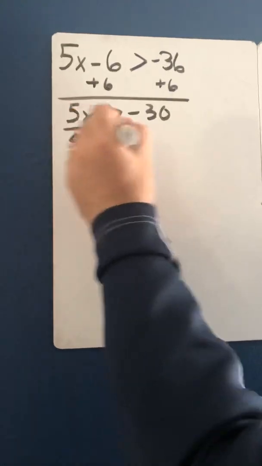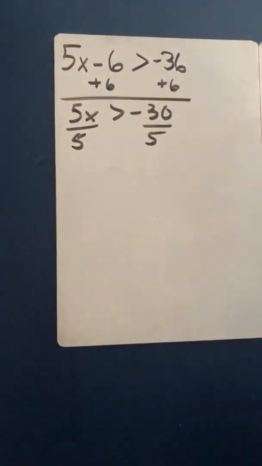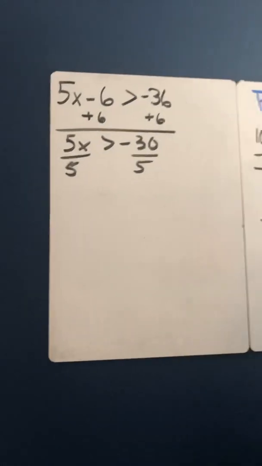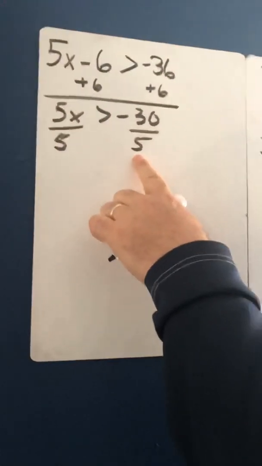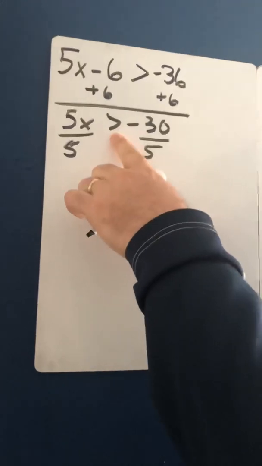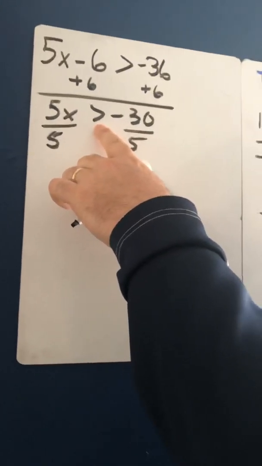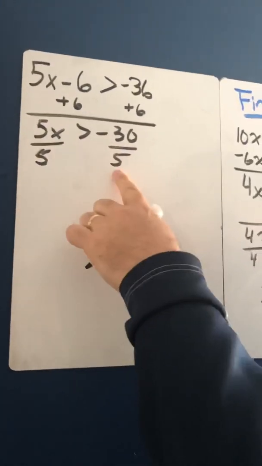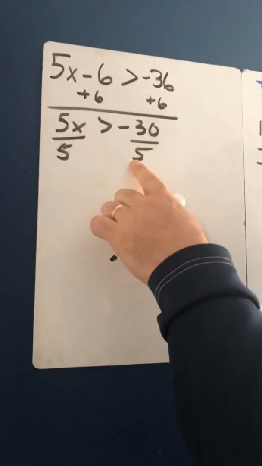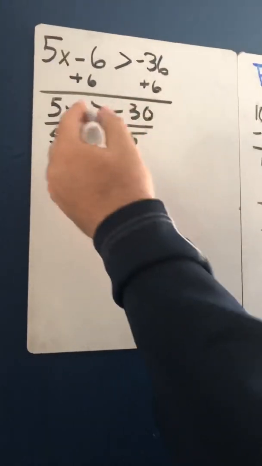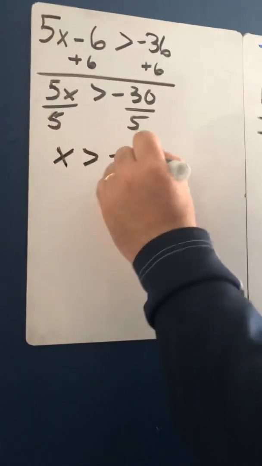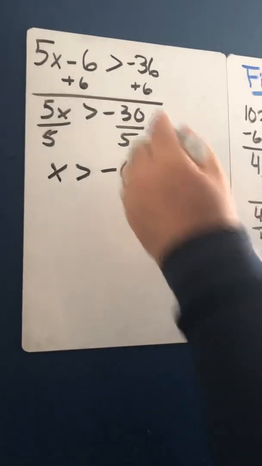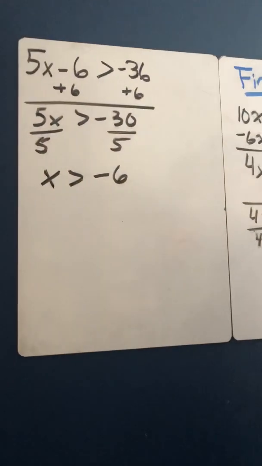Divide both sides by 5. And here's where I'm going to take a moment. This is a really important step. I'm dividing by a positive, so I do not flip the symbol. It stays as is. If I divided by a negative or multiplied by a negative, I would flip. So in this case, we end up with a solution of x is greater than negative 6, since negative 30 divided by 5 is negative 6.